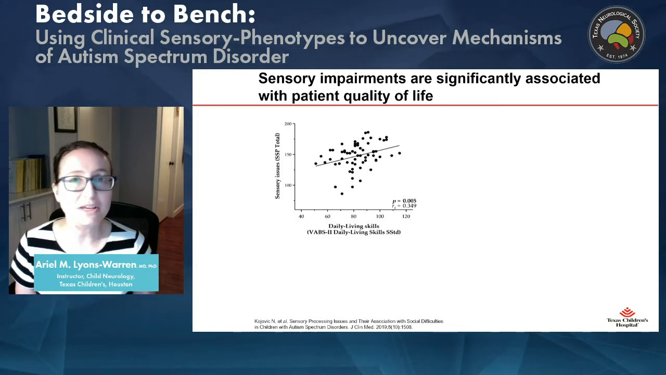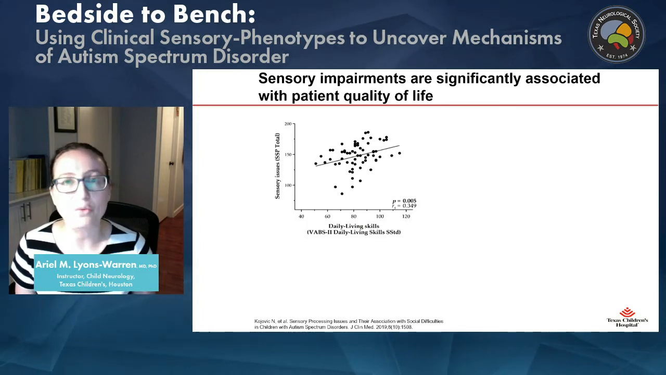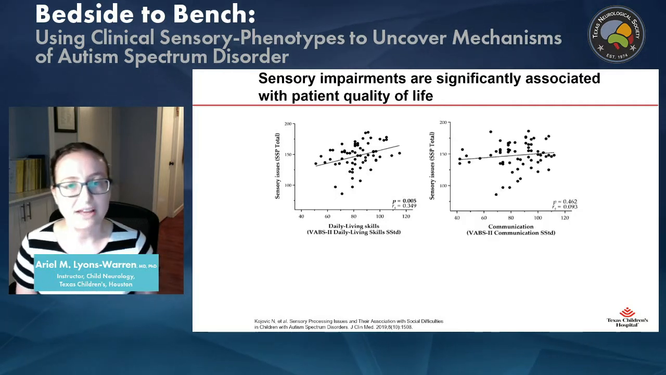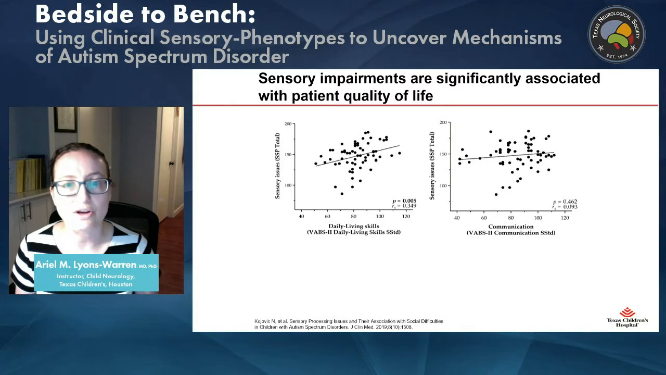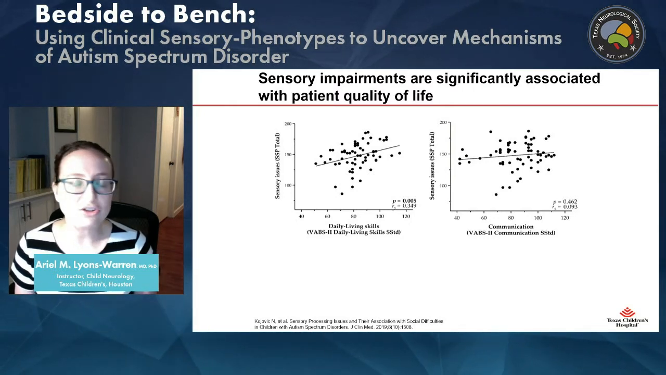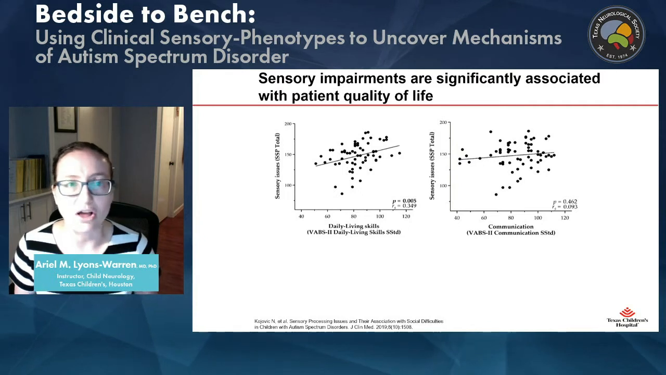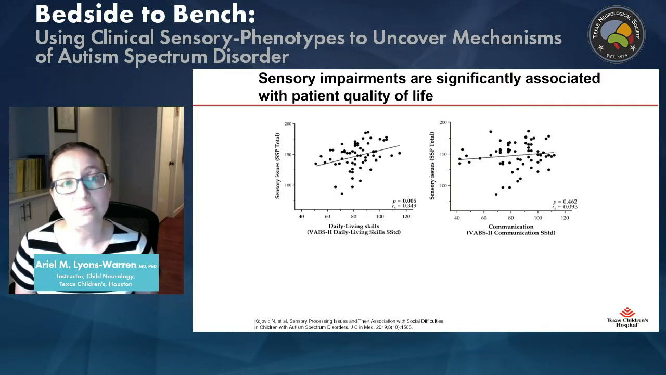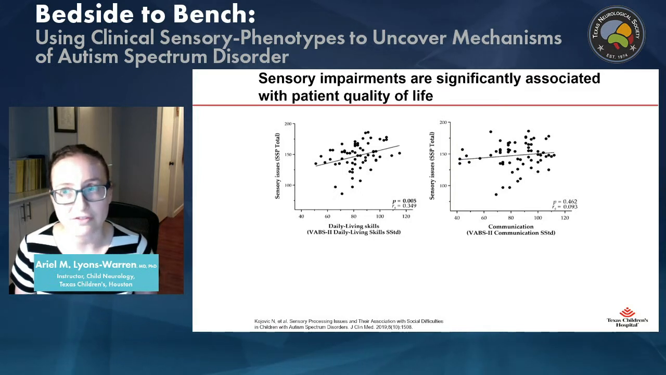Now, you might say to me, Dr. Lyons-Warren, that's just because kids who are more impaired are going to have worse performance in every area. But that's not true. In this study, when they compared sensory scores with communication scores, there was no correlation. So it's not just that children who are worse off overall have worse scores in everything. It's that sensory issues specifically impact quality of life.